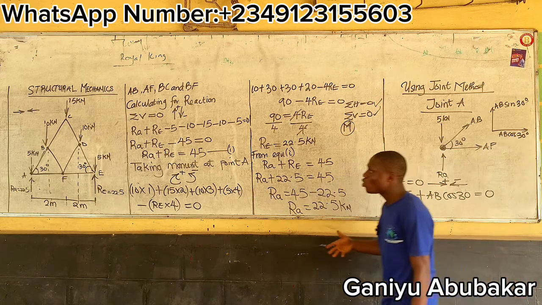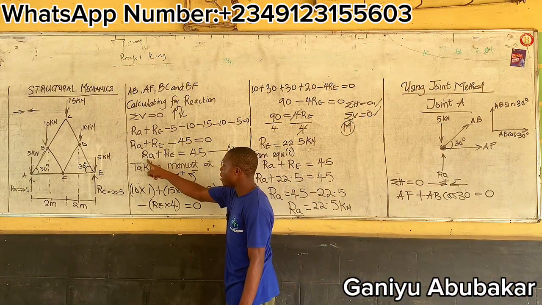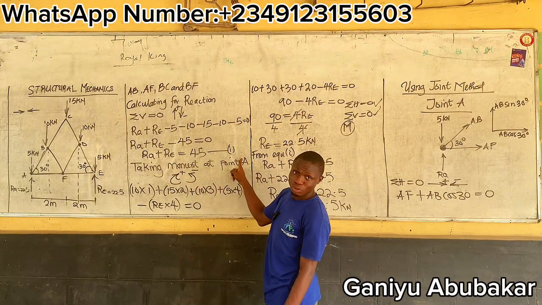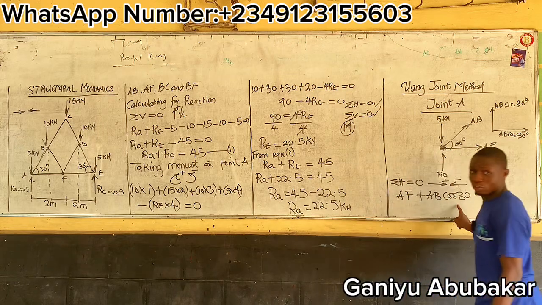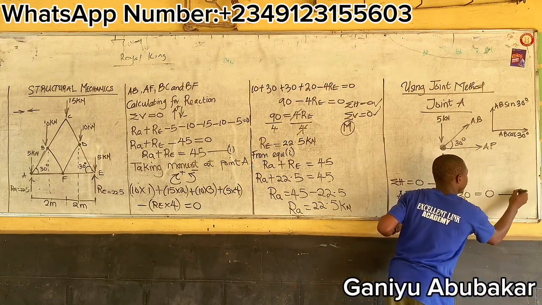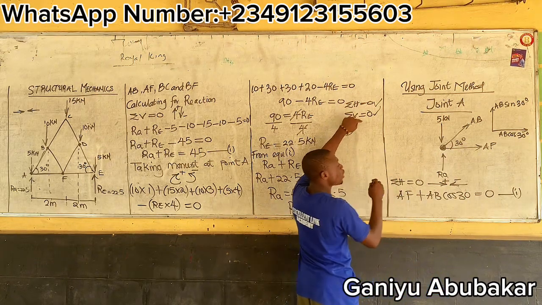In science, what do you call something Equation 1? When you have two unknowns. I don't know AF or AB yet, so I have to call it Equation 1, because I can't find two things at the same time. I'm done with the first condition. Move to the second one.